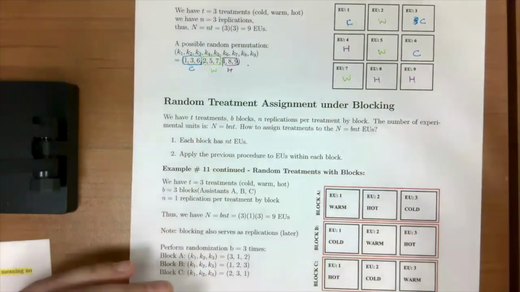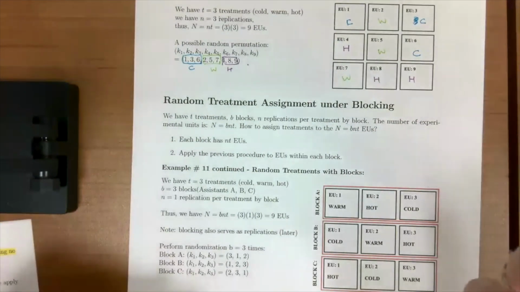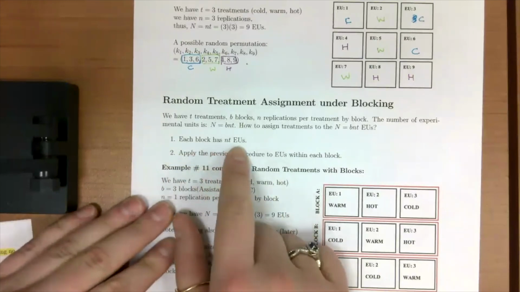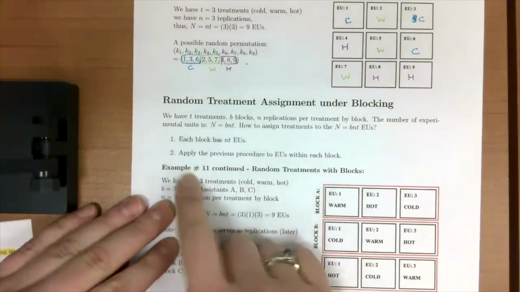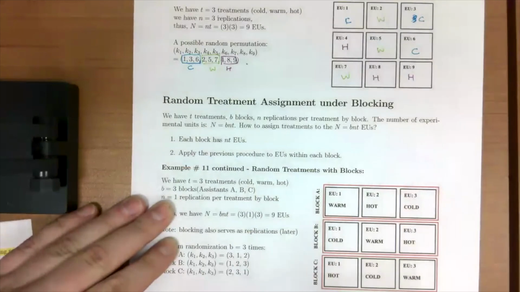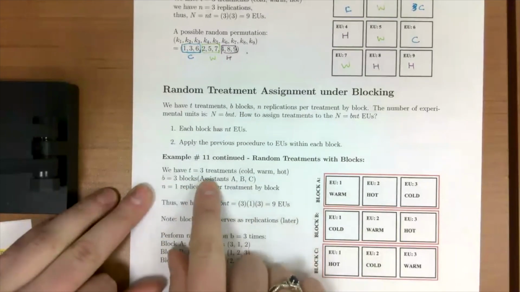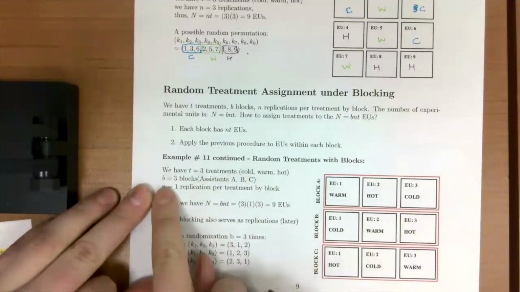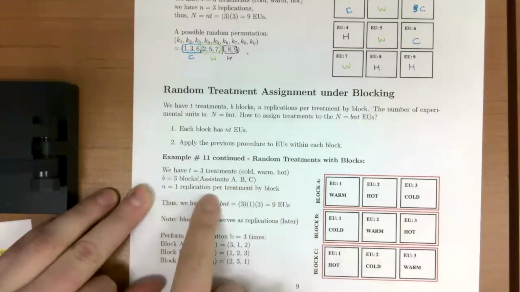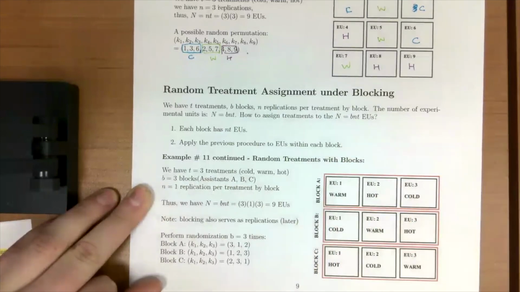And so our question here is, how do we assign treatments to these N with blocks? Within each block, we're going to have nT experimental units, and then we're just going to apply the previous procedure to the EUs within the block. So let's explain what I mean. Let's say we have 3 treatments again, cold, warm, hot. Now let's say we have 3 blocks, A, B, and C, and we're going to have 1 replicate per treatment per block. So here would have been our 9 EUs.